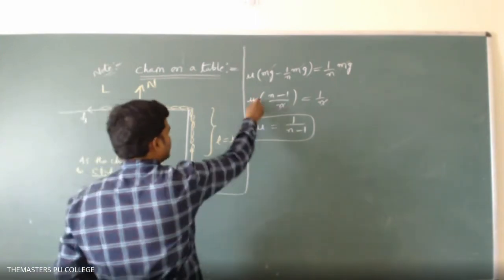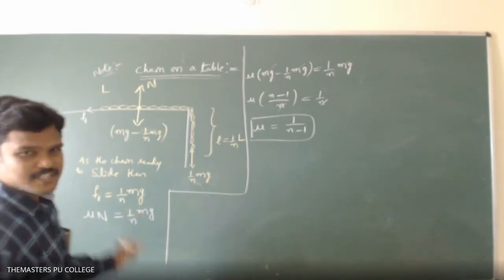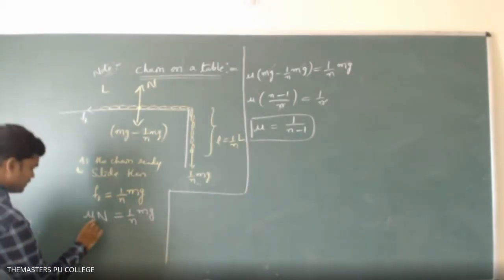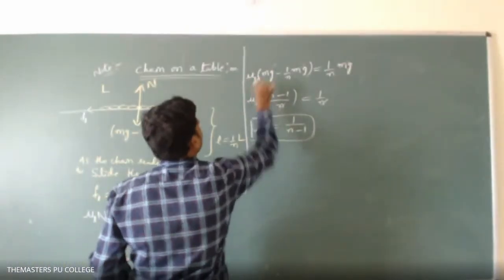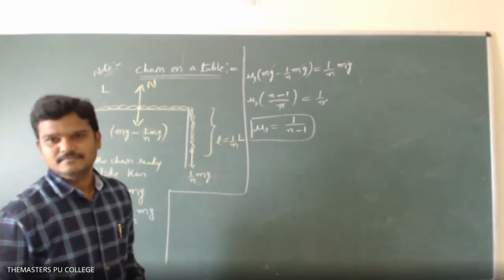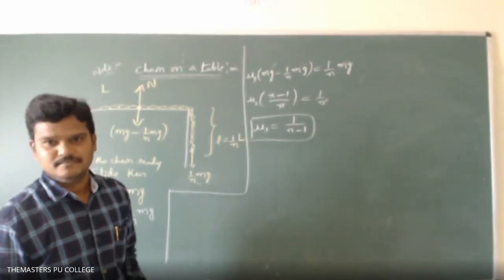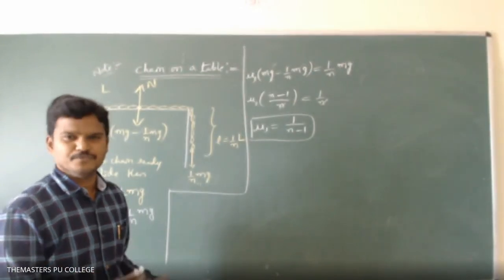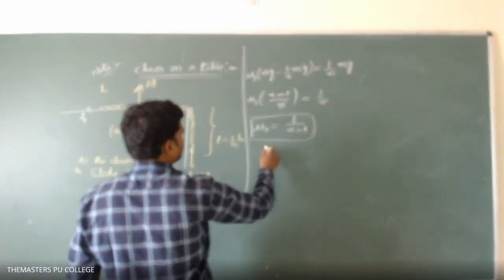What is this mu, nothing but mu L. Is it static, kinetic, rolling, or limiting? Limiting, mu L. If mu S is given also, not a problem. Mu S also we can agree, because the maximum value of static is nothing but limiting. If mu L is not given and they give mu S, you can accept it. So mu L is equal to 1 by n minus 1.